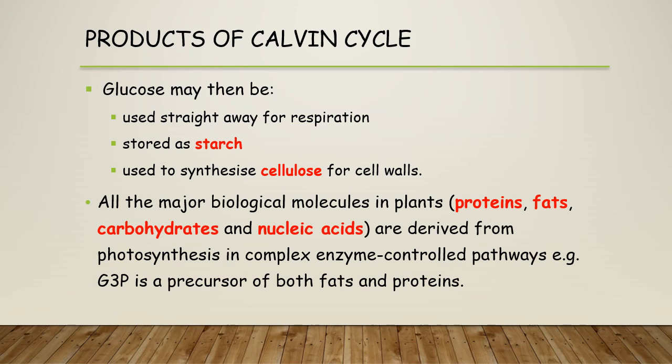But as you saw from that diagram, there are also other pathways that can stem from photosynthesis. So producing proteins, fats, and carbohydrates are also derived from photosynthesis through complex enzyme control pathways. So G3P is a precursor for fats and proteins. So that is how photosynthesis directly relates to plant growth, but obviously relates then to our previous lesson where we talked about food supply.